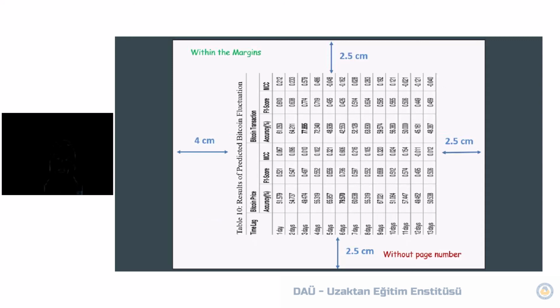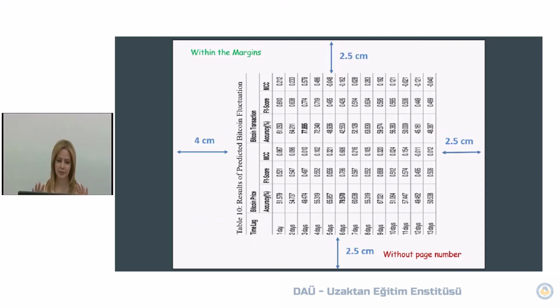In any case that you want to insert a horizontal page in your thesis, whether you have a table in it, figure in it, or analysis, whatever it is, it should be within the margin. So 2.5 centimeter on top, 2.5 centimeter on right hand side, 2.5 centimeter on the bottom, and 4 centimeter on the left hand side. So in the horizontal pages, it should be within the margin, but without page number. Again, we are going to count them as one of the pages of our thesis, but the page numbers do not appear here.